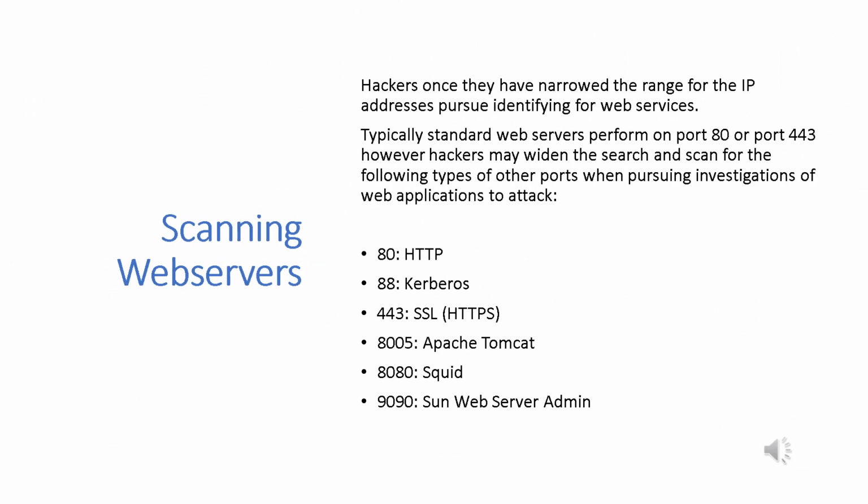Scanning web servers. Once hackers have narrowed the range of IP addresses, they pursue identifying web services. Typical web servers operate on port 80 or port 443, but hackers may widen the search and scan for other ports when investigating web applications to attack. These can be port 80, HTTP; port 88, Kerberos; port 443, SSL; port 8005, Apache Tomcat; port 8080, Squid; or port 9090, also known as Sun Web Server Admin.